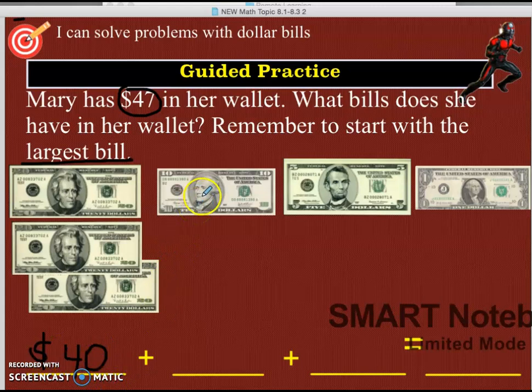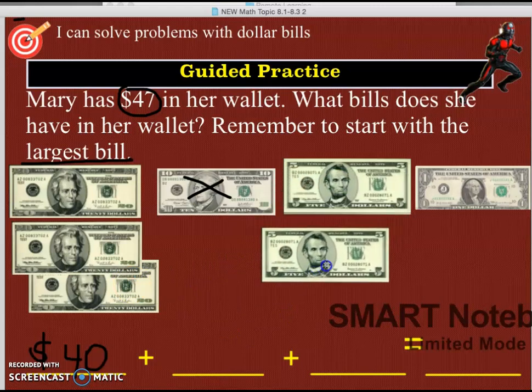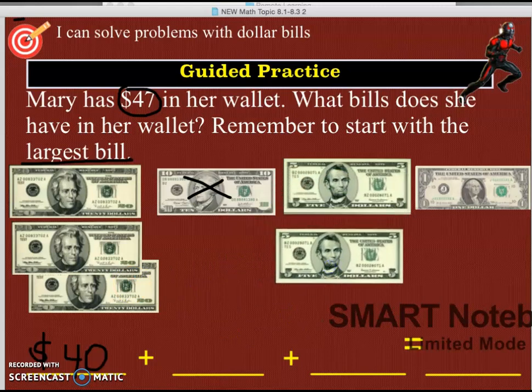Now, should I add a 10? No, because if I add a 10, that would be 20, 40, 50. And $50 is more than 47. So we can't use a $10 bill. What about a 5? 20, 40, 45. So yes, let's add a $5 bill.